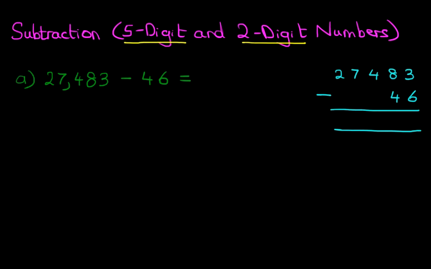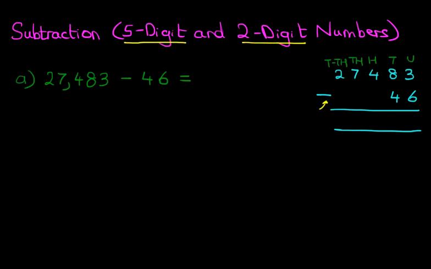Just remember, you've got to write this in nice, neat columns. Let's label the columns as well. We've got units, tens, hundreds, thousands, and 10,000s. You don't have to label the columns. I like to do this because it's easier to explain and work through the tutorial this way. Okay, we're ready to do the subtraction.